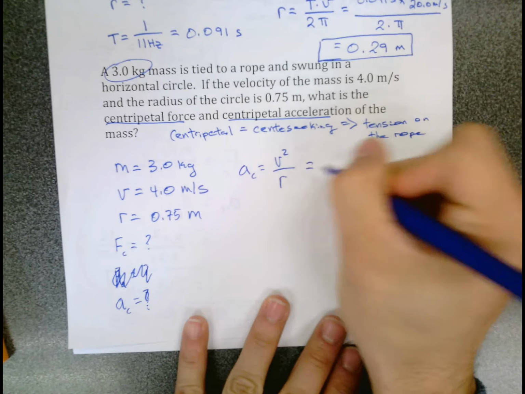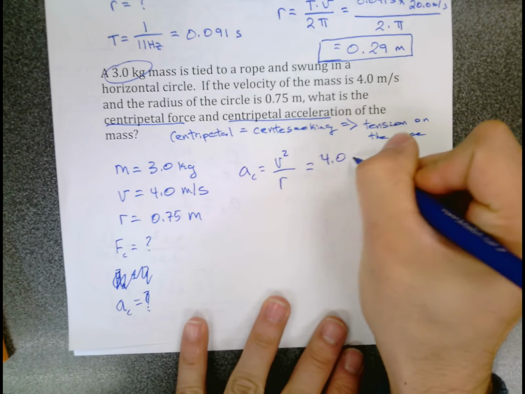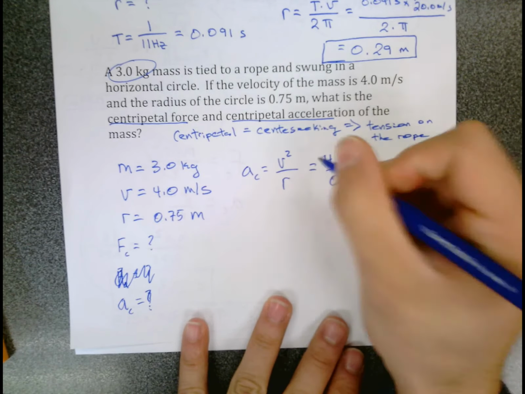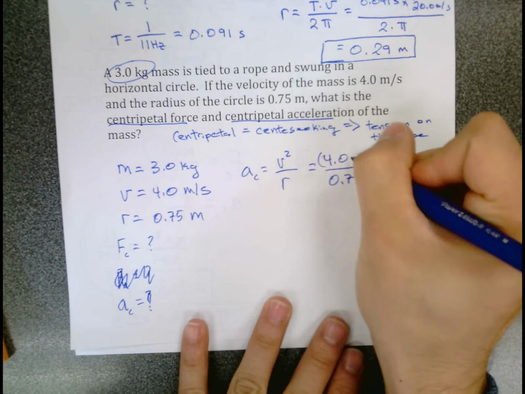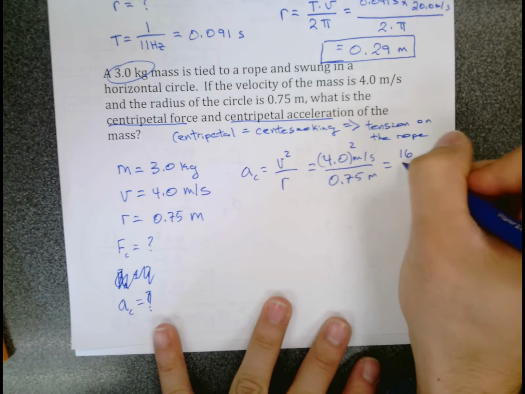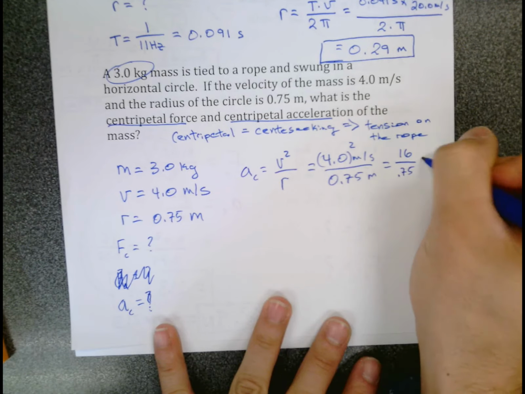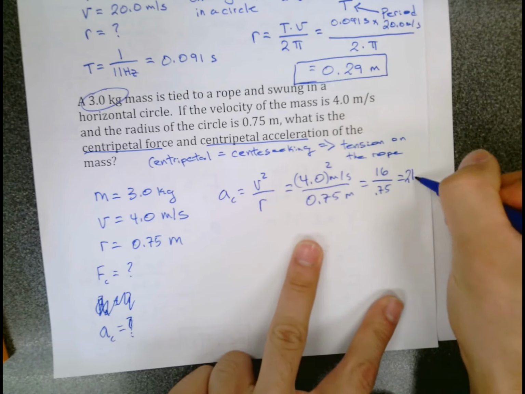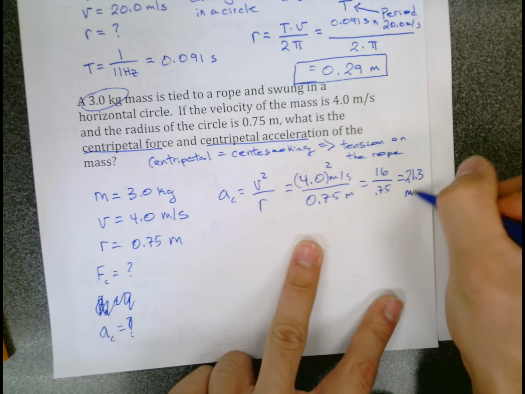If we plug all of that information in, we get 4.0 meters per second divided by 0.75 meters. The 4 meters per second has to be squared, so you get 16 divided by 0.75. Your answer is actually 21.3 meters per second squared.